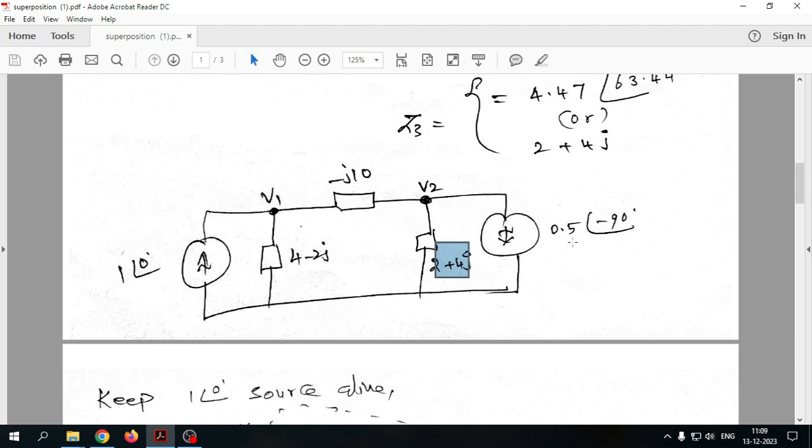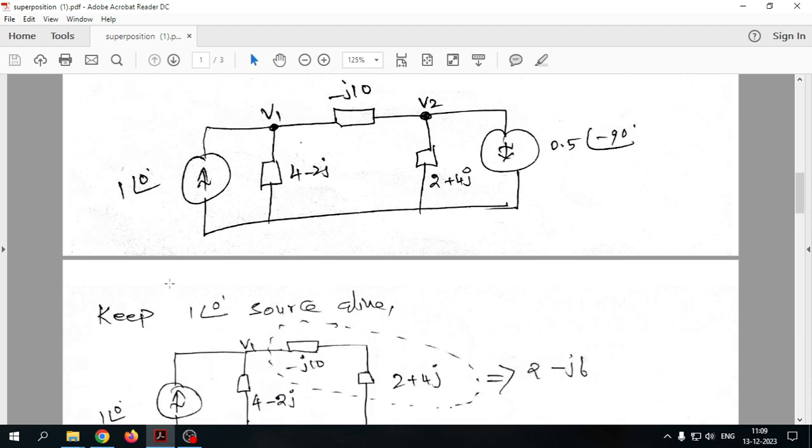Now we are going to apply the superposition theorem on this. According to the superposition theorem, we are going to keep only one source at a time. For this case, we have kept only the first source, 1 with an angle 0, alive, and removed the second source. Whenever there is a current source, you need to open circuit it. Whenever there is a voltage source, you need to short circuit it, and the reason we have already discussed in my previous videos.